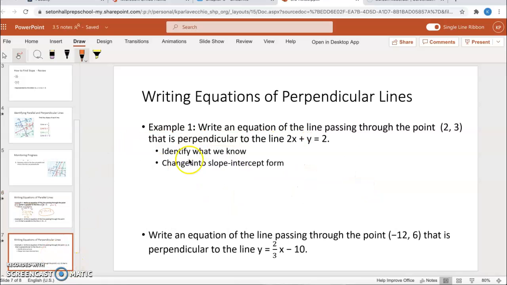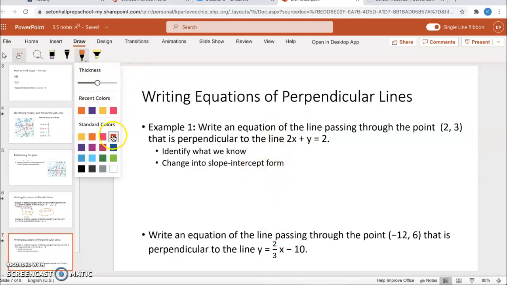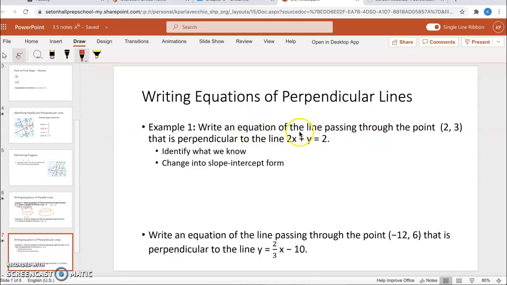For perpendicular lines, we are going to have to use the same information, but we're going to have to identify the slope a little bit differently. And so I'm going to do both of these examples. So what I want to look at here is that they are telling us that we want to write an equation of a line that passes through (2, 3) and is perpendicular to the line 2x + y = 2.